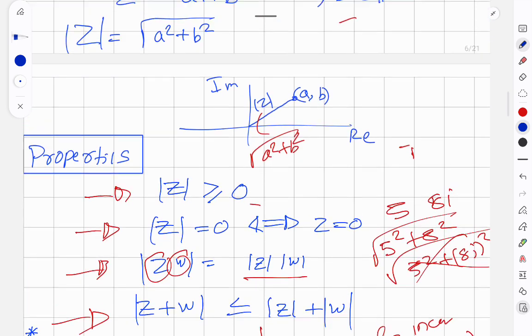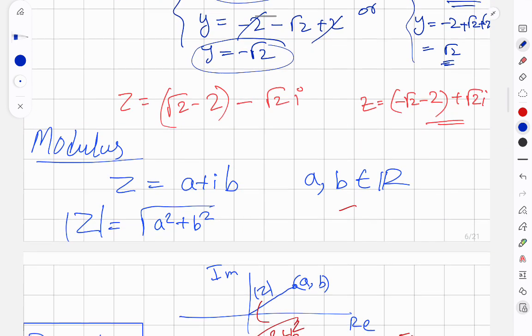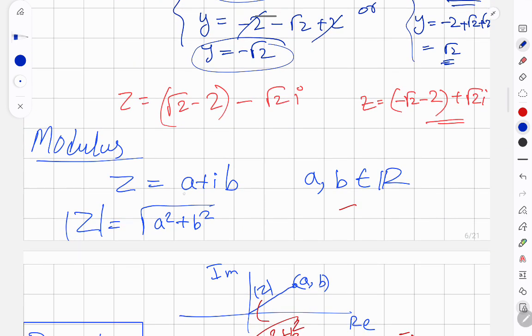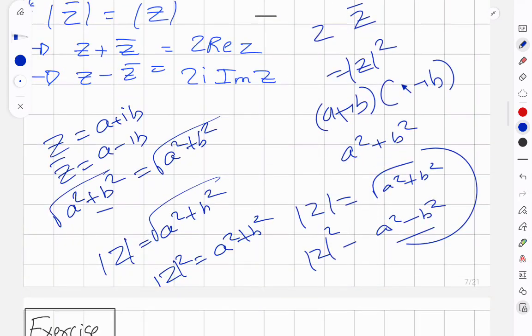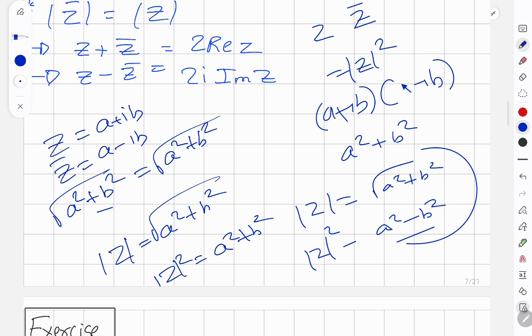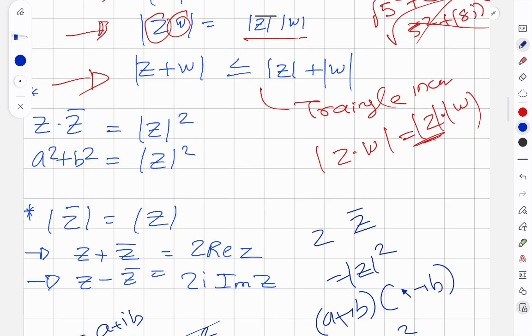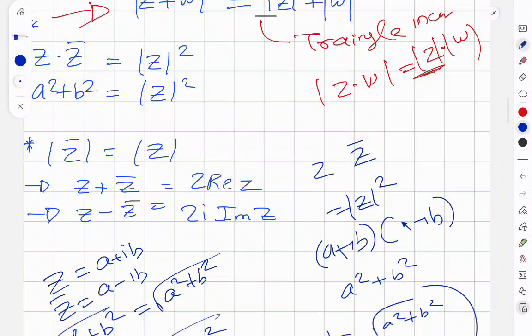What was the formula for the modulus function? We just take this one. The modulus, I mean the absolute value. So the absolute value of z is equal to the absolute value of z conjugate. It's valid for every complex number. And yes, you can also prove this.